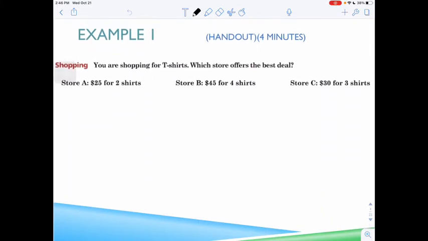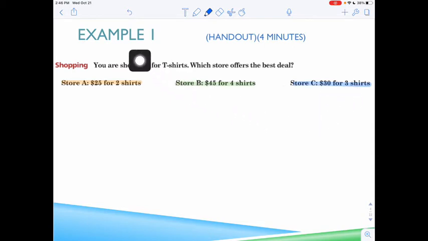Example 1 says you are shopping for t-shirts. Which store offers the best deal? So we have store A is $25 for 2 shirts. Store B is $45 for 4 shirts, and store C is $30 for 3 shirts.